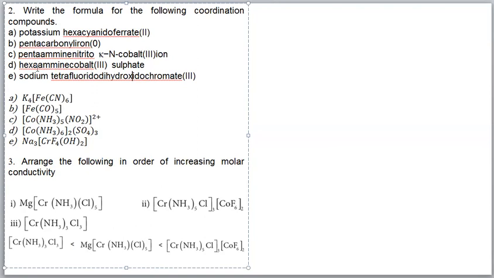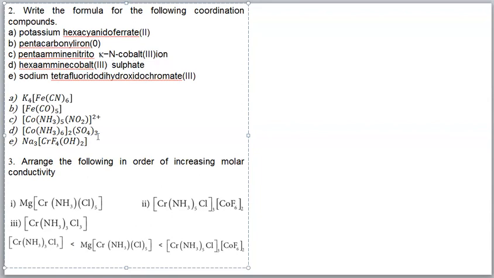Okay. Then hexaamminecobalt(III) sulfate. So here cobalt is there, we can write the first cobalt. Hexaammine, 6 NH3. Then sulfate. Outside the square bracket we can write sulfate because it is the next word.